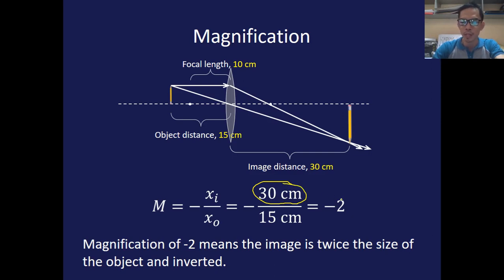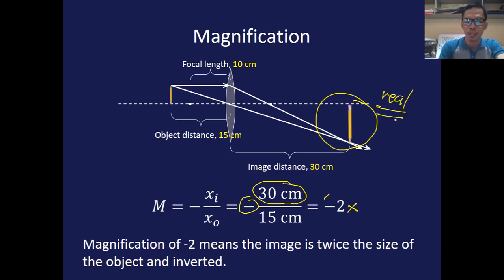So the answer is 2 together with the negative sign that we have right here. So the magnification is negative 2x. So what does it mean? Negative magnification means inverted image. And if the image is inverted, that is a real image. So the image is real.